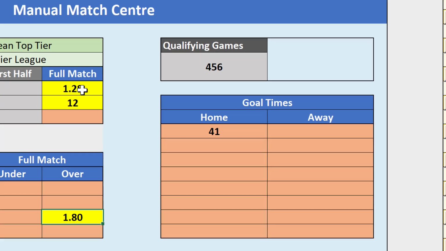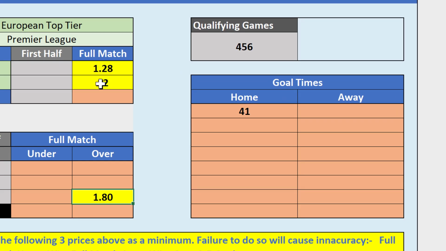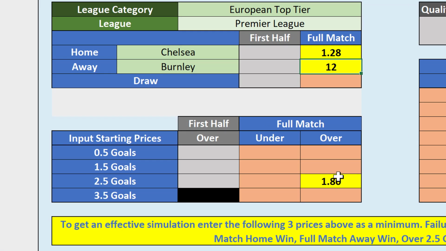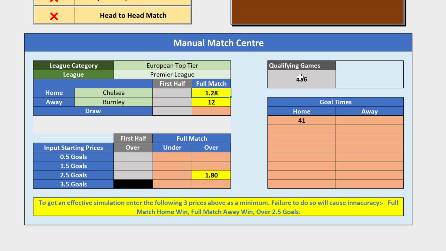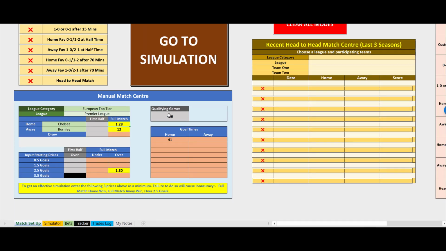Now we've got Chelsea there at 1.28, we've got the away dog at 12, and we've got over 2.5 goals at 1.8. So what it's done is it's looked through the database to find matches with this exact same setup: a home favorite at that price, away underdog at that price, and the over 2.5 goals at that price. And it's found 456 of them. And basically, it's just picked one of those matches at random to now simulate, okay?